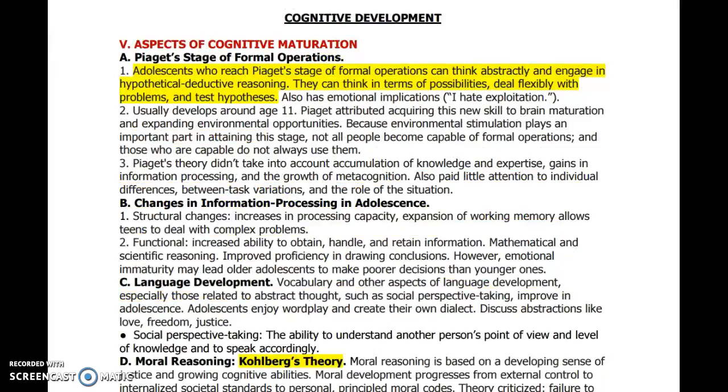All right, so let's look at cognitive development now. Anytime we talk about cognitive development, you should think of Piaget. The sentence you need to remember is smart people cook fish. So we have sensorimotor, preoperational, concrete, and the last stage is formal. Some adolescents reach the last stage of formal operations, and when they do, they can think abstractly, they can think hypothetically, they can think in terms of possibilities.